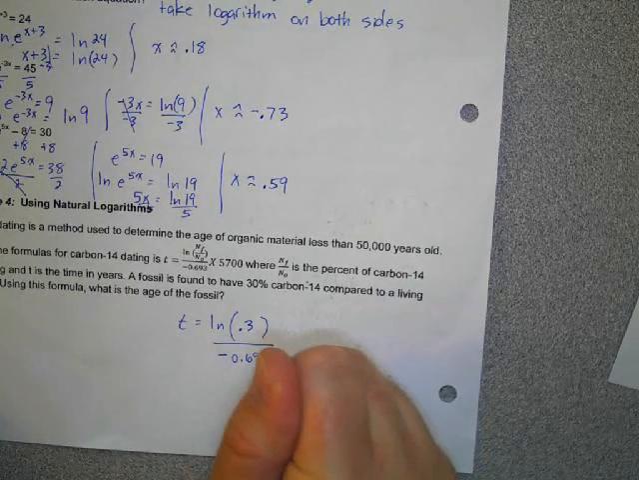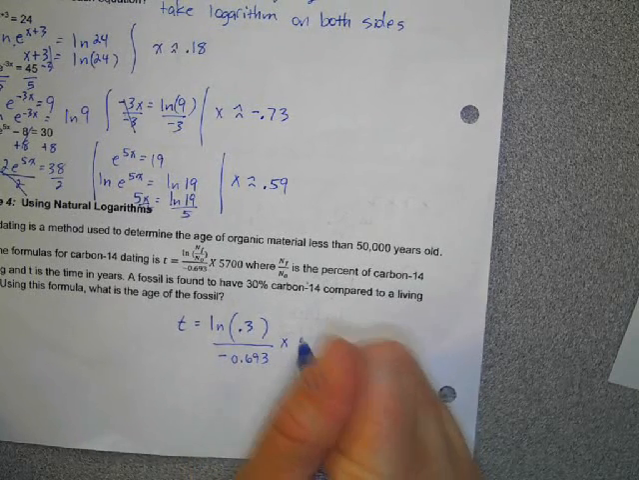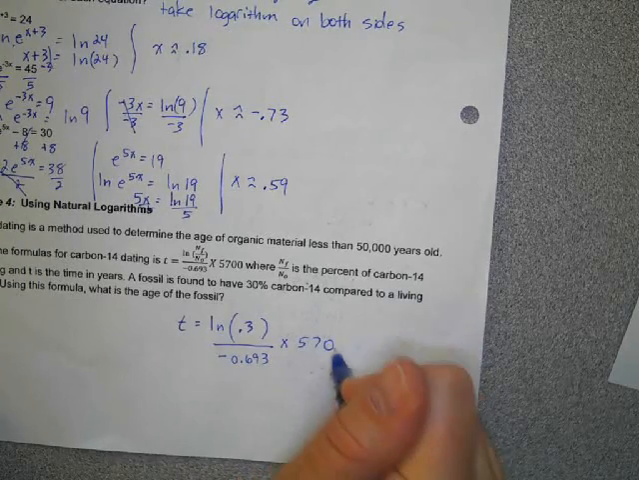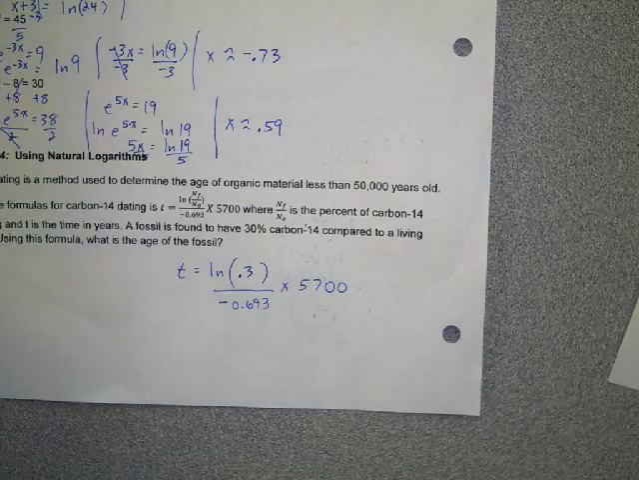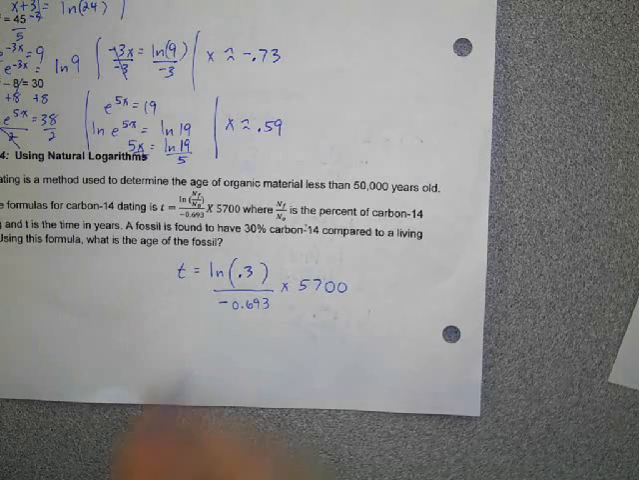So on your calculator, if you take the ln of 0.3, divide by negative 0.693, and then take that number and multiply it by 5,700, you get an approximate age of 9,903 years.